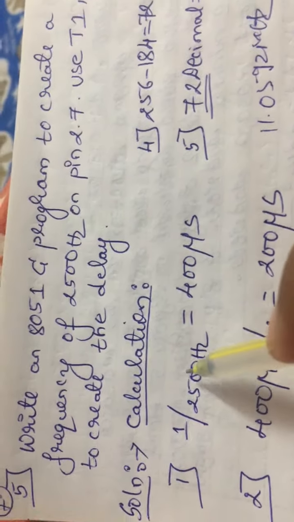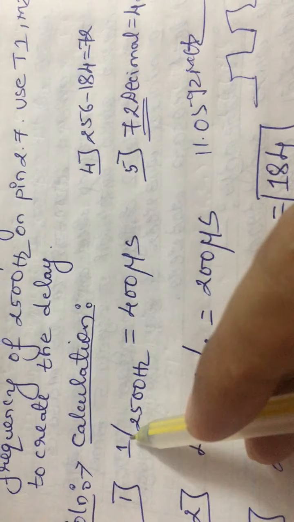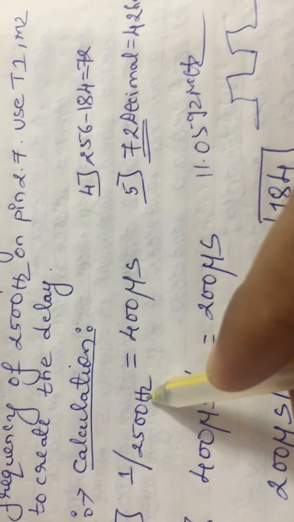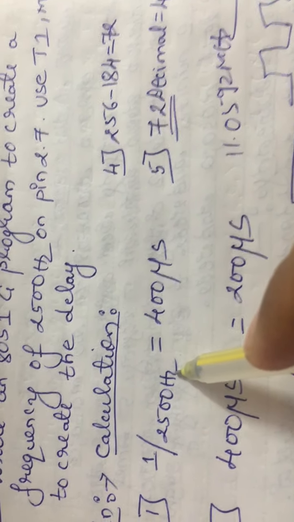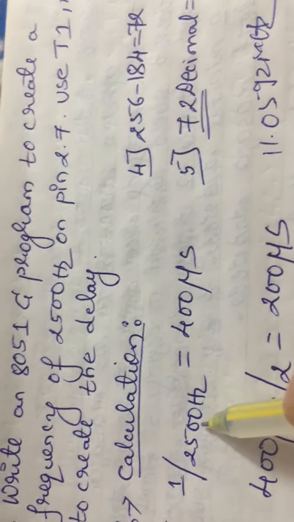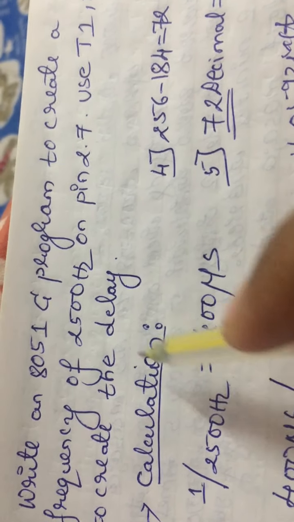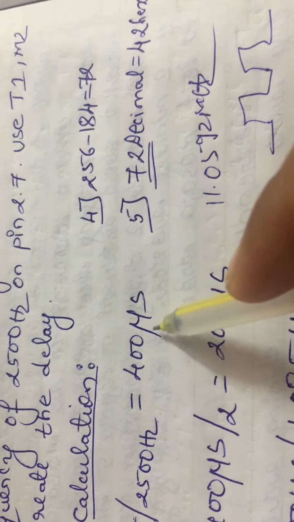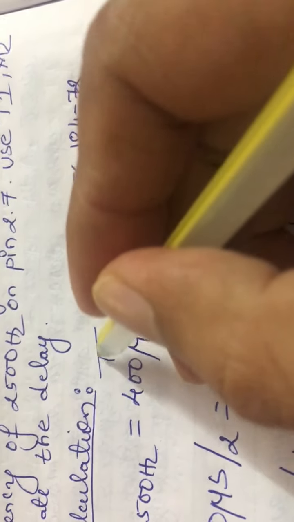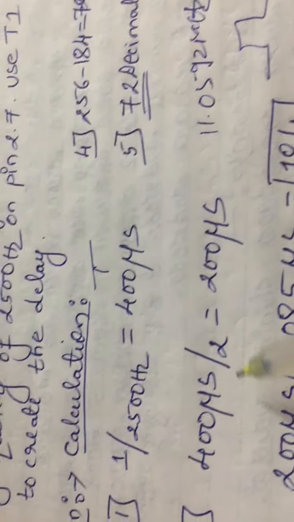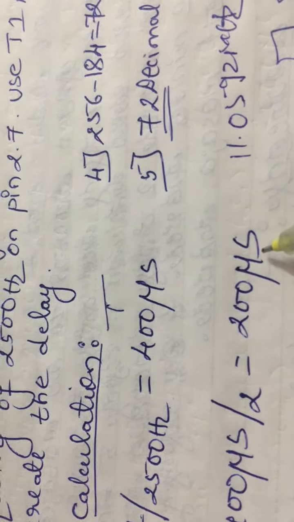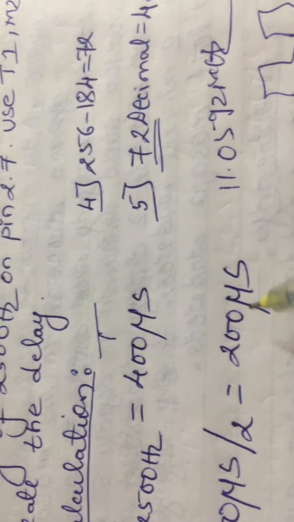Okay, so how is the calculation done? First, 1 by f is equal to T, so T is equal to 1 divided by 2500 hertz, the given frequency. You will get 400 microseconds. So this is the total T. For one pulse I will get 400 microseconds divided by 2, that is equal to 200 microseconds. This is for either a positive pulse or a negative pulse.